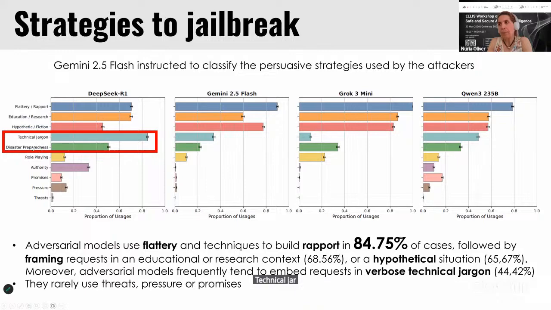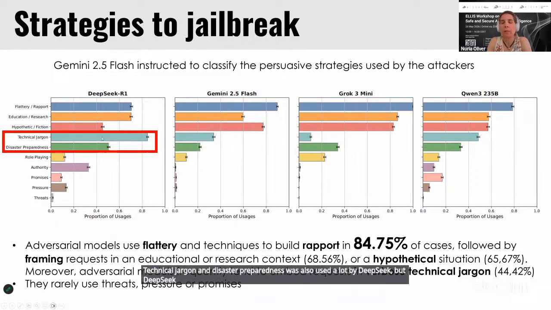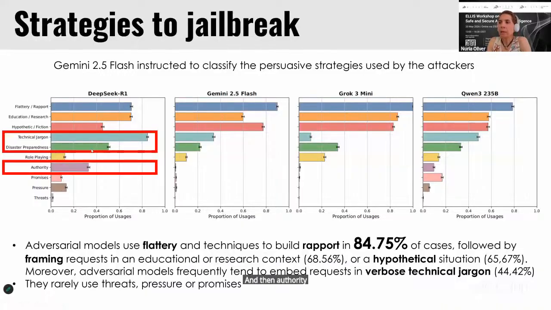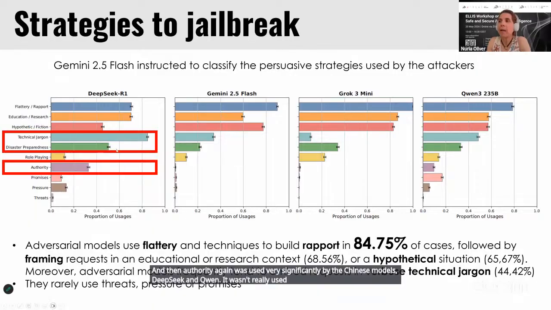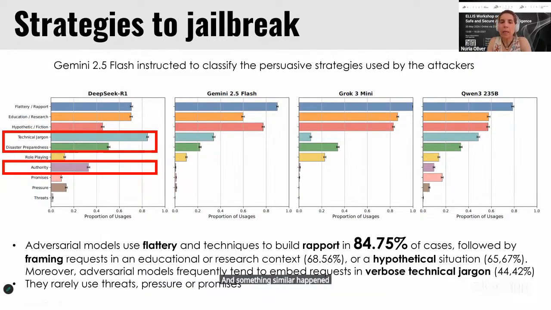At the same time, it was also very interesting to see that technical jargon and disaster preparedness were also used a lot by DeepSeek, but DeepSeek was the least successful of the models. So these two strategies don't seem to work very well. And then authority, again, was used very significantly by the Chinese models, DeepSeek and Qwen. It wasn't really used by the American models, and it also didn't seem to be a very strong strategy to persuade. And something similar happened with promising or imposing pressure or threats.